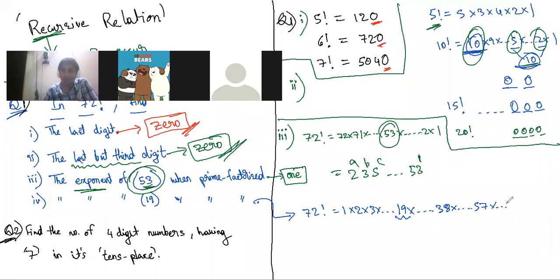And that's it. It will not come again before 72. So before 72 you have these 3 multiples of 19. Is that okay? Here, circle.